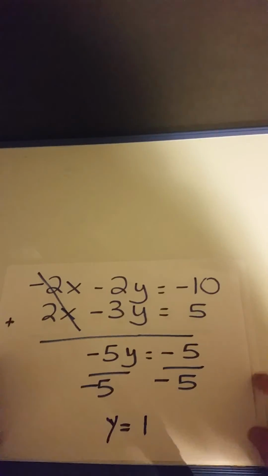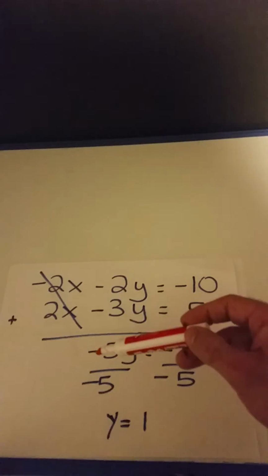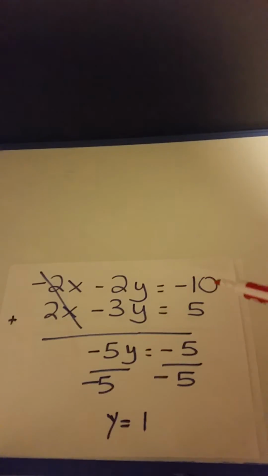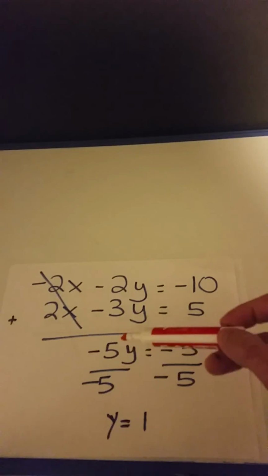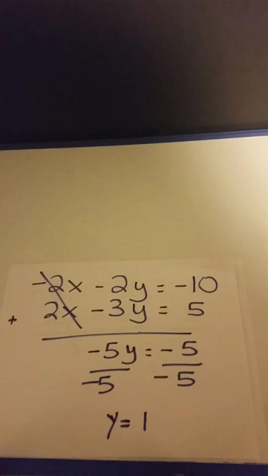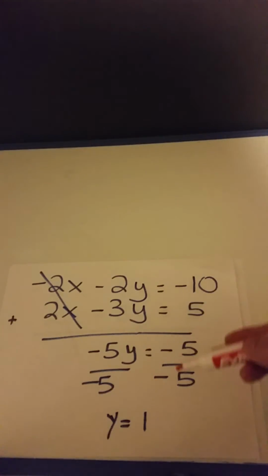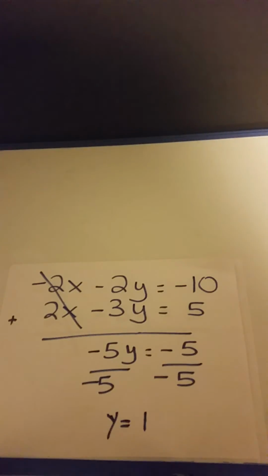So when we eliminate the x, we have negative 2y plus negative 3y is negative 5y. Negative 10 plus 5 is negative 5. Again, with algebra, divide the negative 5 on both sides, and you can see that y is 1. Remember, it's 1 because when you divide a negative by a negative, you get a positive. So we have y is 1.